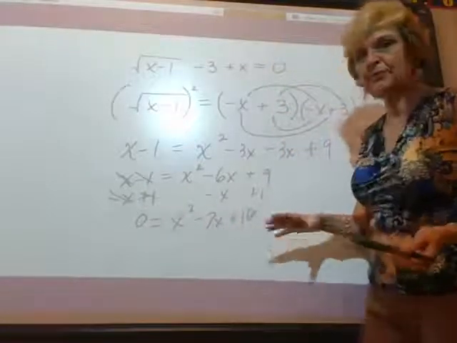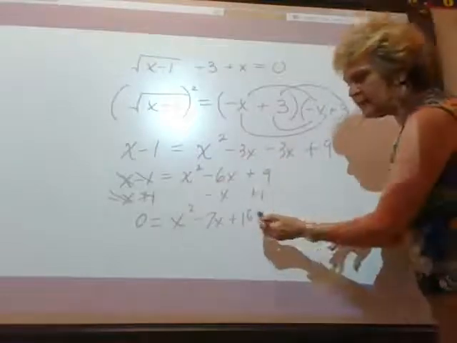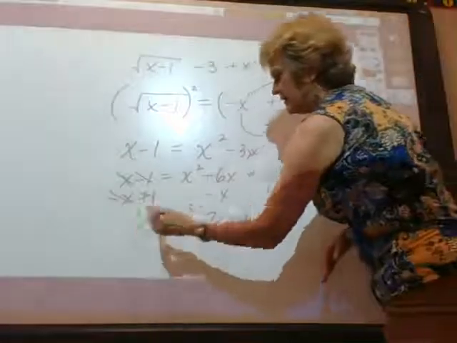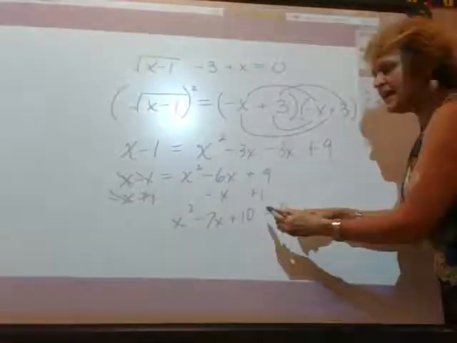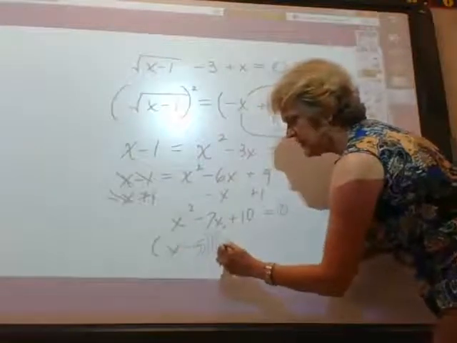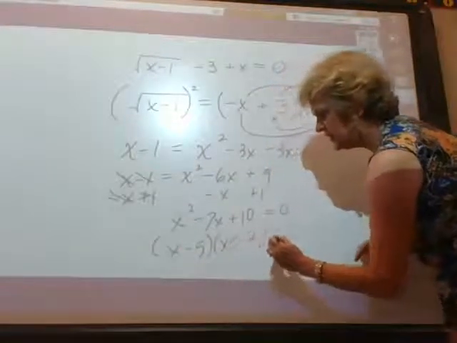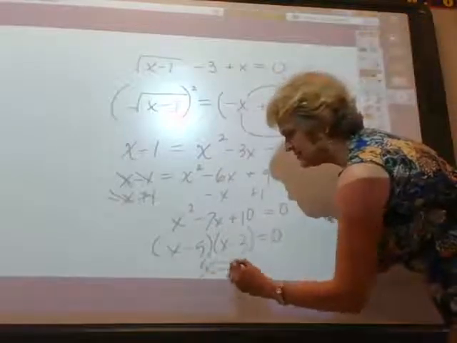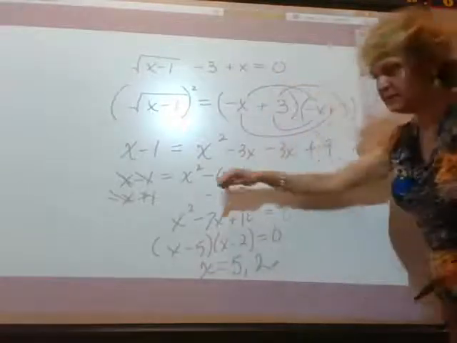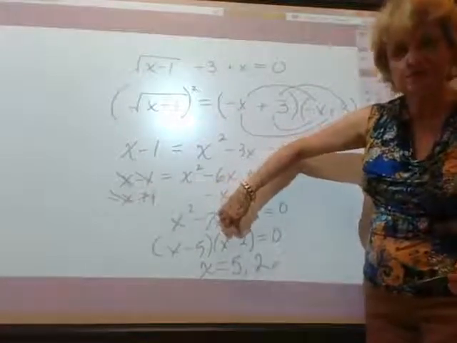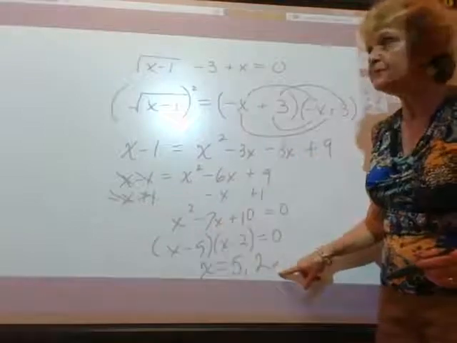Okay, and you've had problems like this, and usually we have the equal 0 on this side. Okay, well that's okay, I can do that. All right, so now I want to factor this into (x minus 5)(x minus 2), and then get my 2 possibilities. So x is equal to 5 or 2, right? 5 minus 5 could be 0, or 2 minus 2 could be 0. So these are my 2 possibilities.